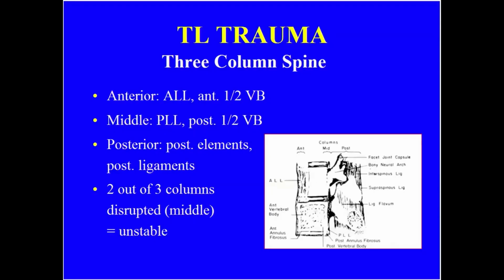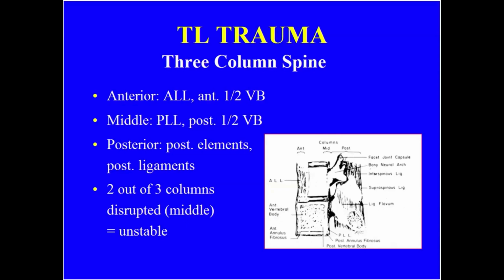You should be aware of the three-column spine. The anterior column is made up of the anterior longitudinal ligament and the anterior half of the vertebral body and the disc. The middle column is made up of the posterior longitudinal ligament and the posterior half of the vertebral body and disc. And the posterior column is made up of the posterior elements, including all of the posterior ligaments, which are extremely important, including the interspinous and supraspinous ligament, the ligamentum flavum, and the facet capsules, all of which are very important stabilizers of the spine.